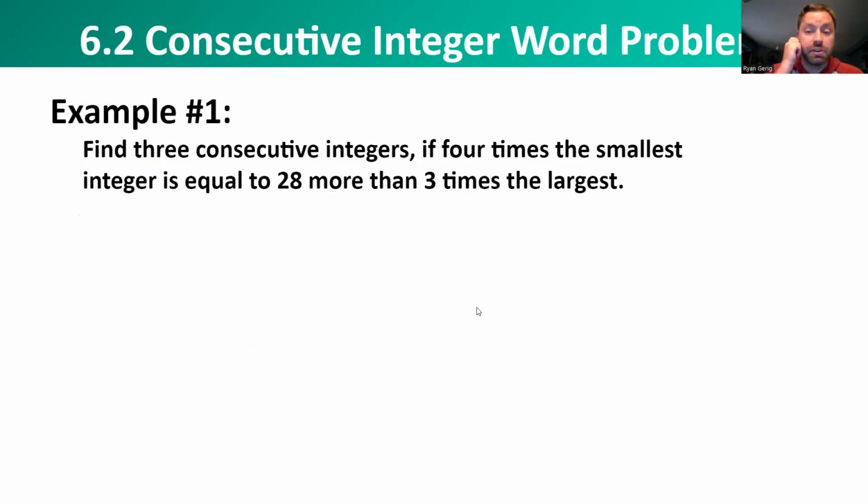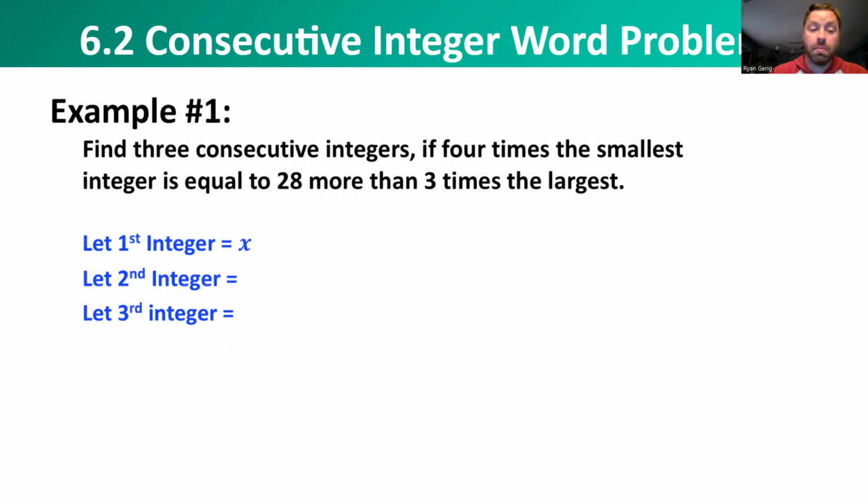All right, so here's an example. Find 3 consecutive integers if 4 times the smallest integer is equal to 28 more than 3 times the largest. That's a mouthful, so let's break it down. We've got 3 consecutive integers. That's the first thing I want you to see. When I have 3 consecutive integers, let's let the first one be x. The second one is the next number after x, so x plus 1. And the third one would be x plus 2. So we've got that set up.